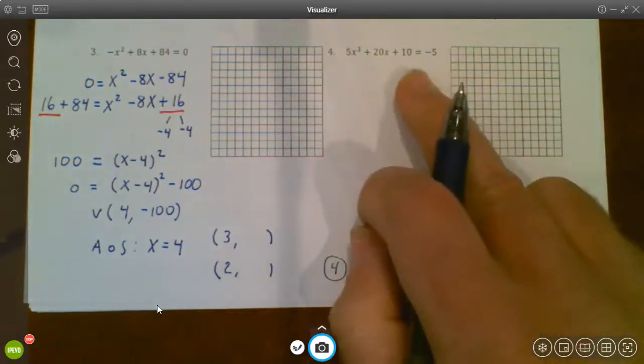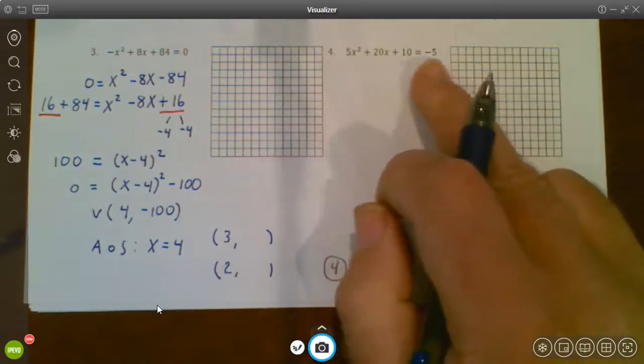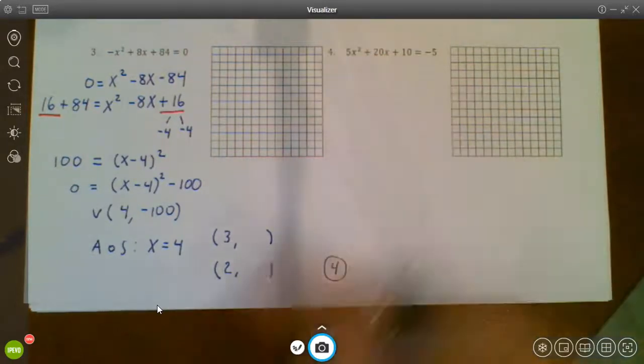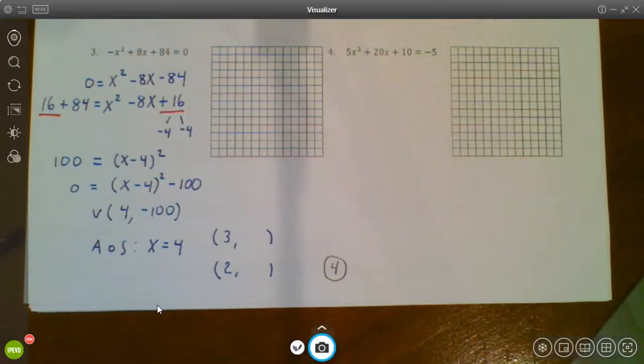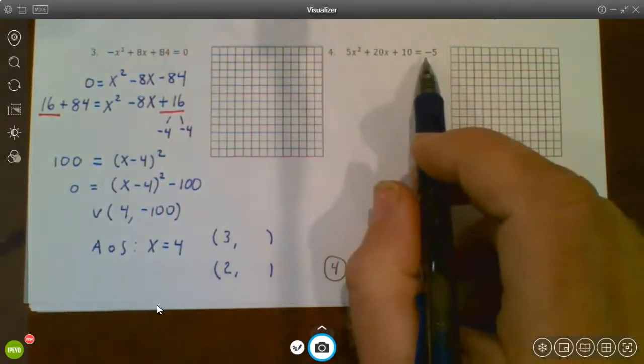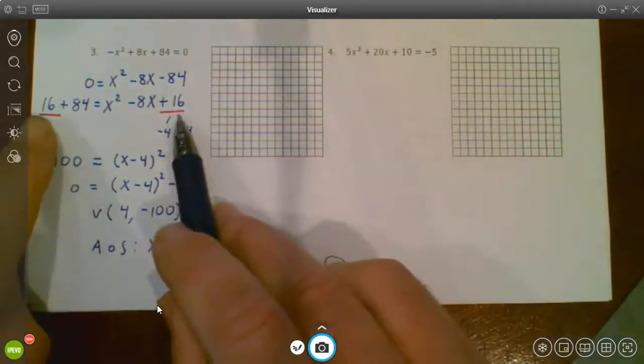So let's look at this one. We got a lot going on with this one. So here's what I want you to notice about this. And this is something you would have seen in algebra, but it's good review. Remember, you can do anything you want to an equation as long as you do it to both sides of the equation, like we did right there.